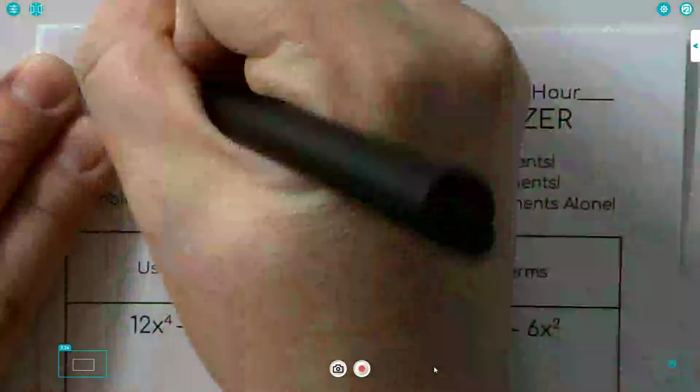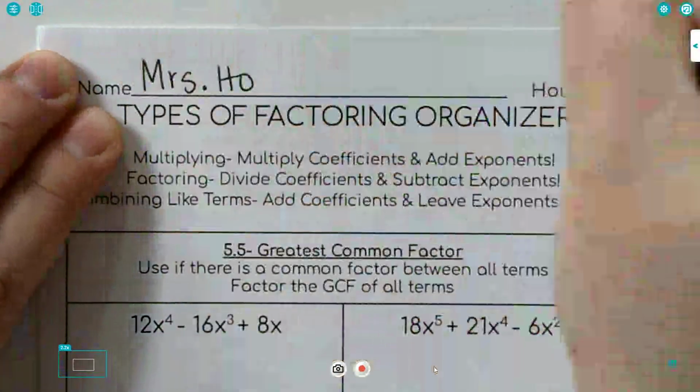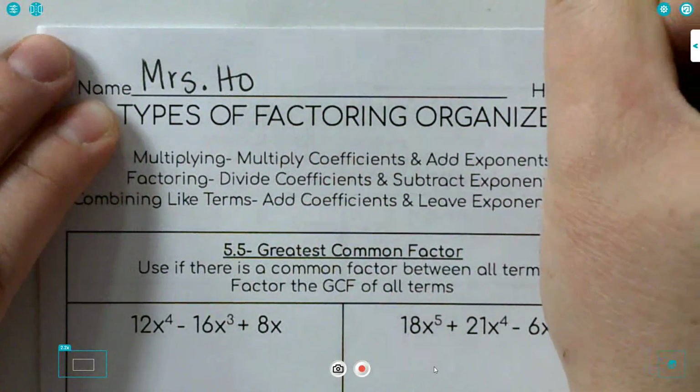Here we go now. Hey, put your name on here. You guys are going to turn this in. This is going to be an assignment. It's actually going to be worth more than an assignment because it's a lot more problems than an assignment. It is currently second hour.